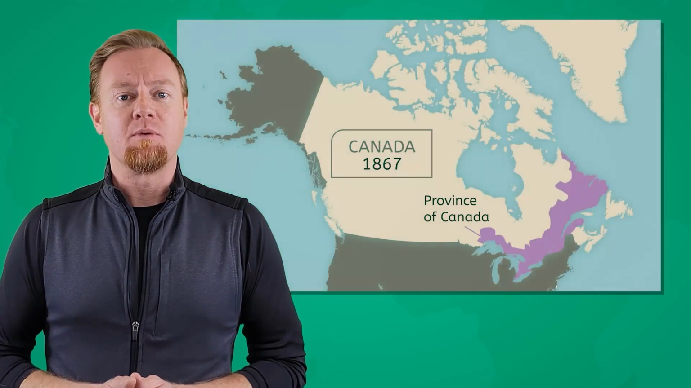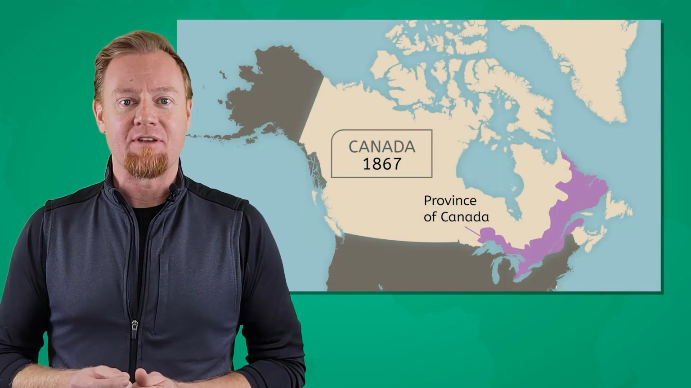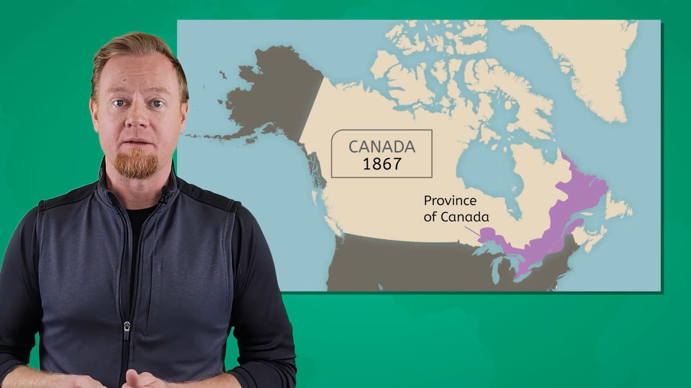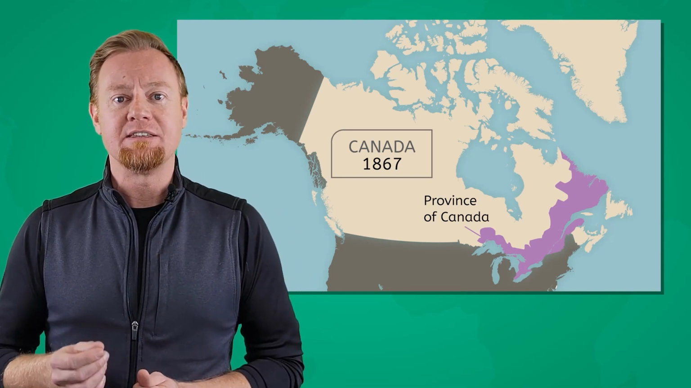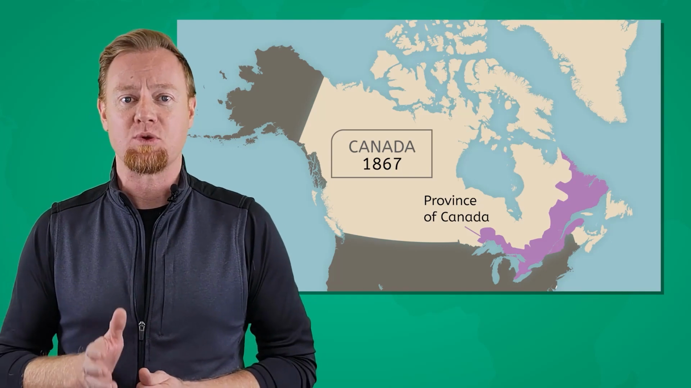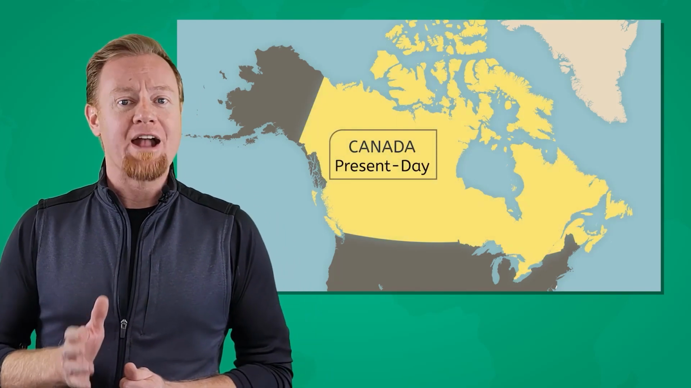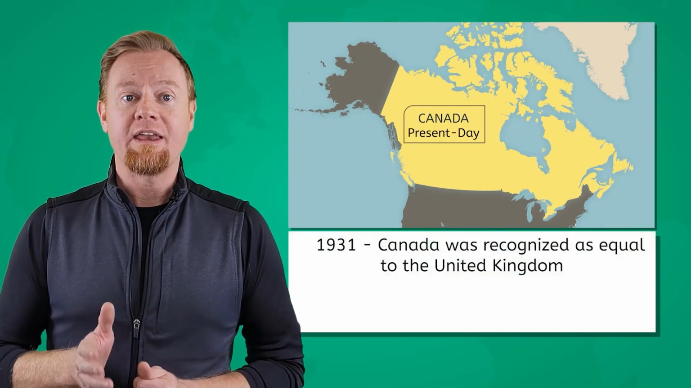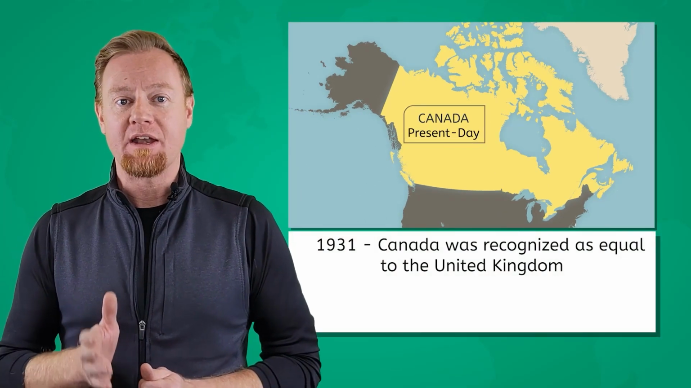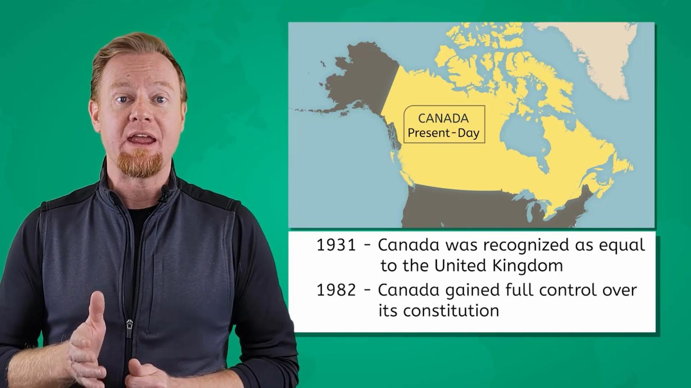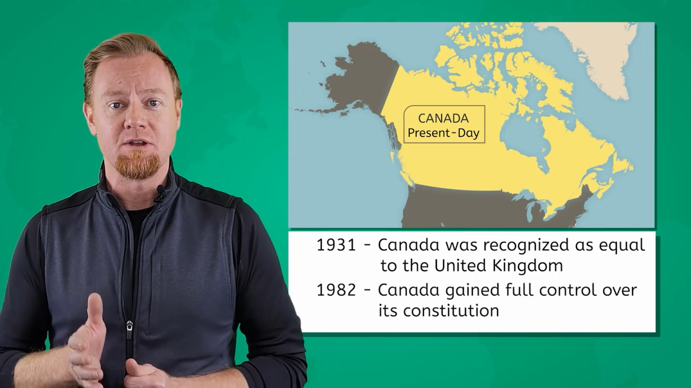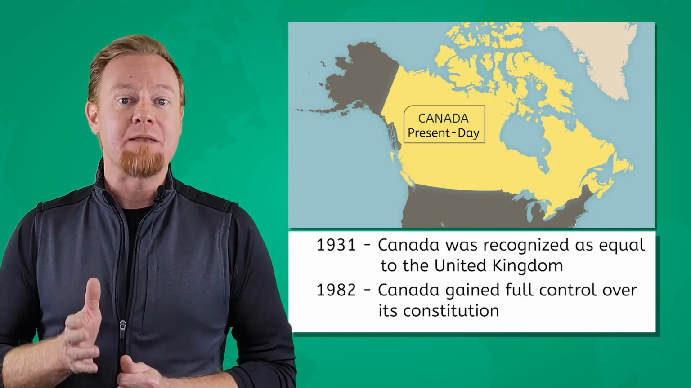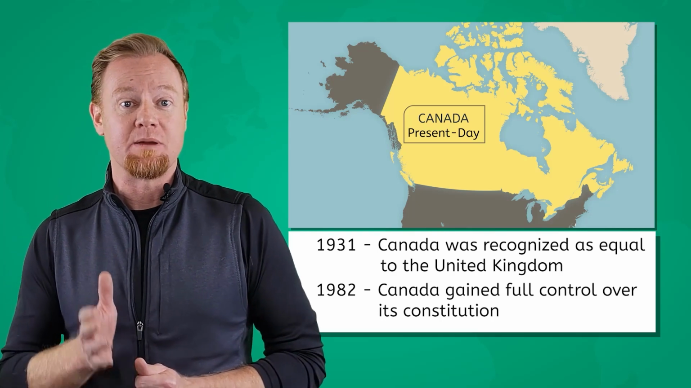The Dominion of Canada was established in 1867, adding Nova Scotia and New Brunswick. Canada became self-governing in domestic affairs with its own prime minister, but still answered to the British Crown. Canada gradually gained independence during the 20th century. In 1931, it was recognized as equal to the United Kingdom, and by 1982, it had full control over its constitution. Canada now includes 10 provinces and 3 territories, with Quebec still having a French-speaking majority.